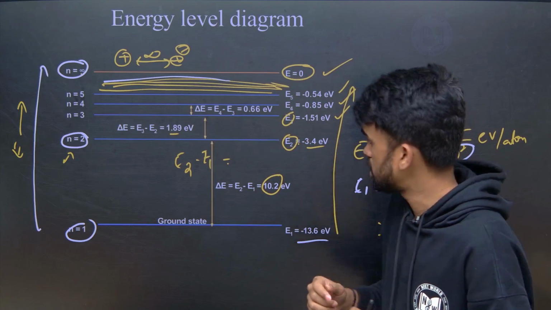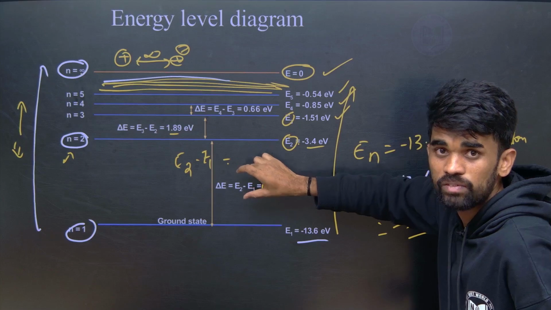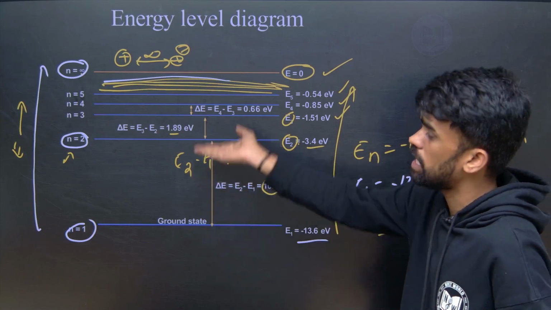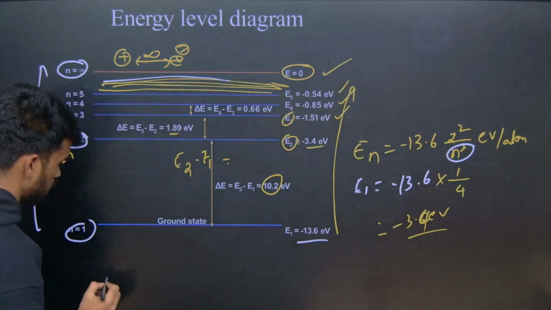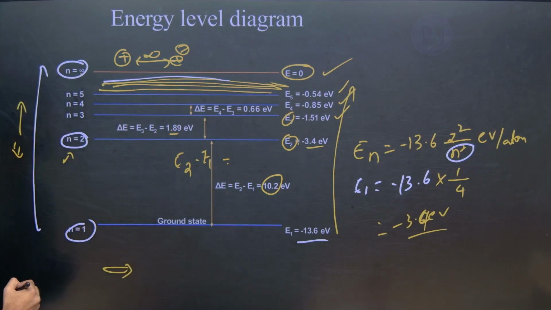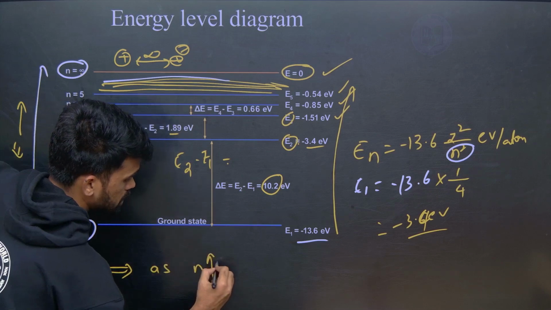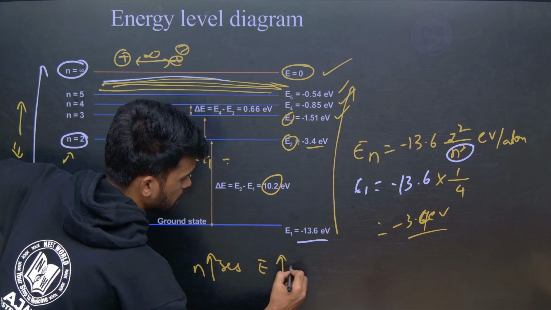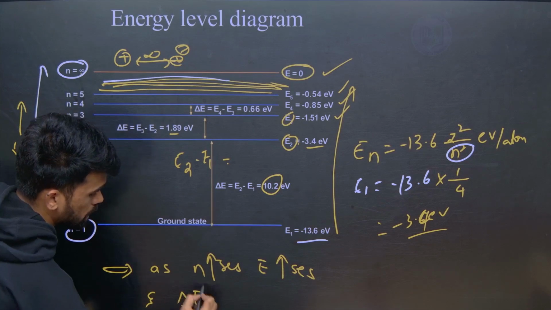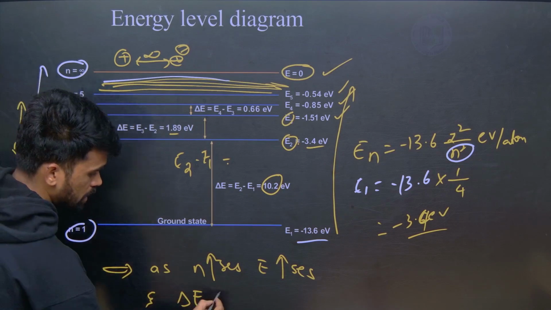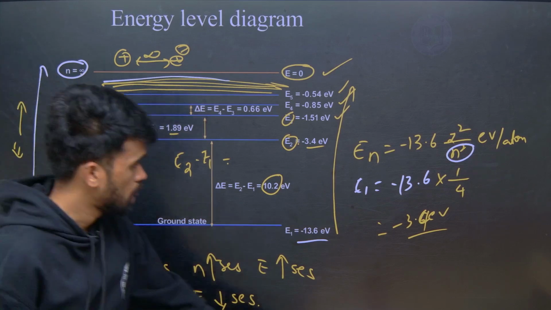See, the difference between the energy levels decreases as n value increases. This is what you need to remember. See, two things I am writing here. These are the statement based questions you can expect. So as n value increases, energy increases, and the difference between the two energy levels, that is delta E, decreases. This is the statement you should remember here.